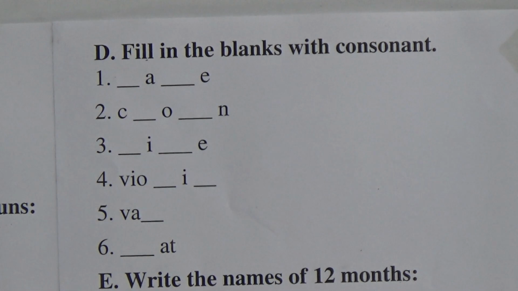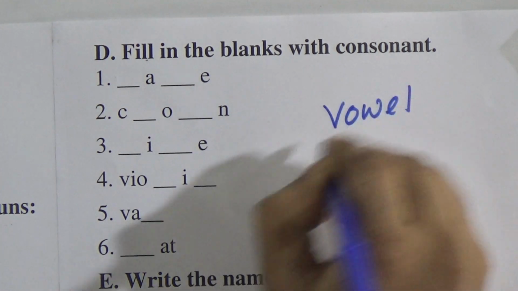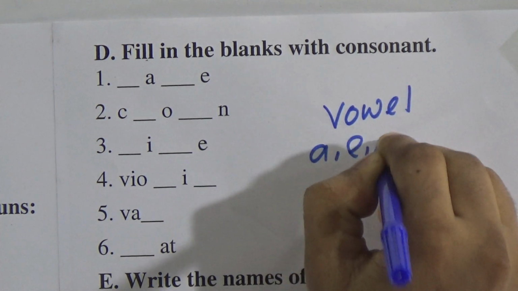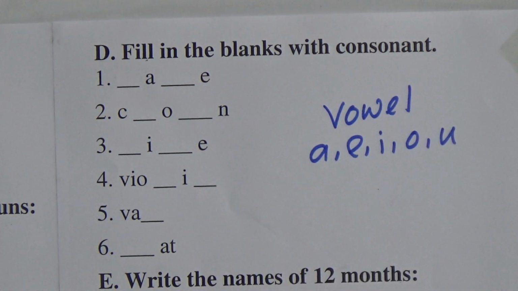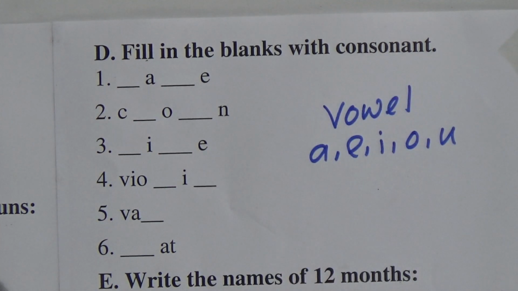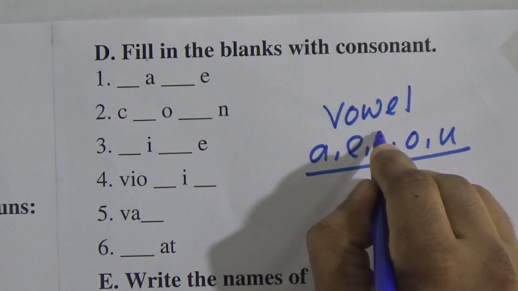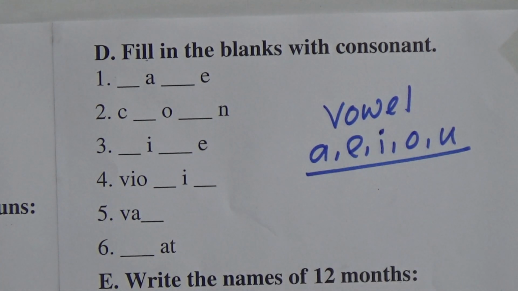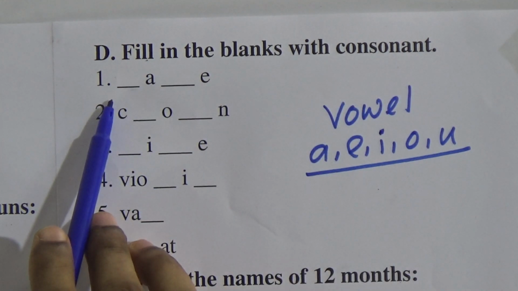We'll move to the next part. Fill in the blanks with consonants. So what are consonants? We know the vowels are five: A, E, I, O, U. These are vowels, and all the other letters are consonants. So you have to fill in the blanks with consonants. You have to make a word.